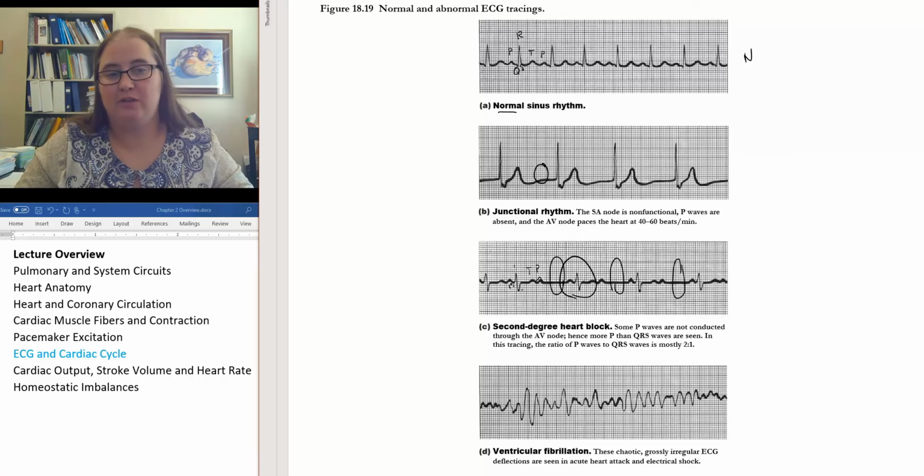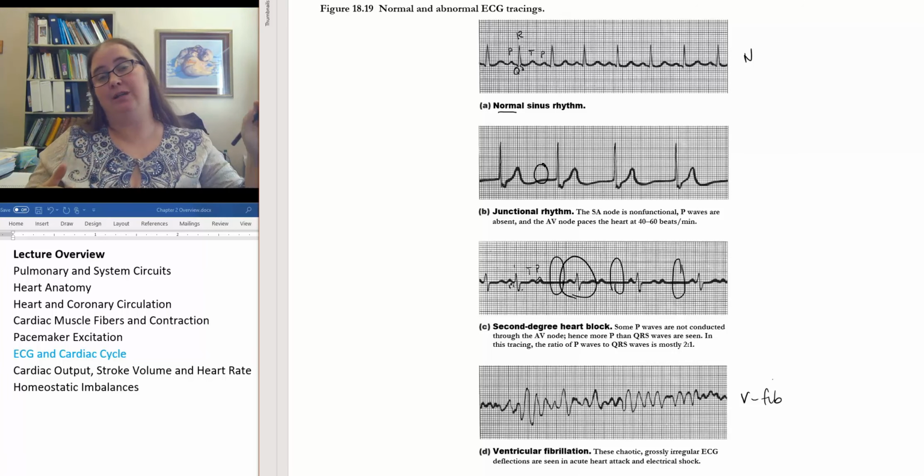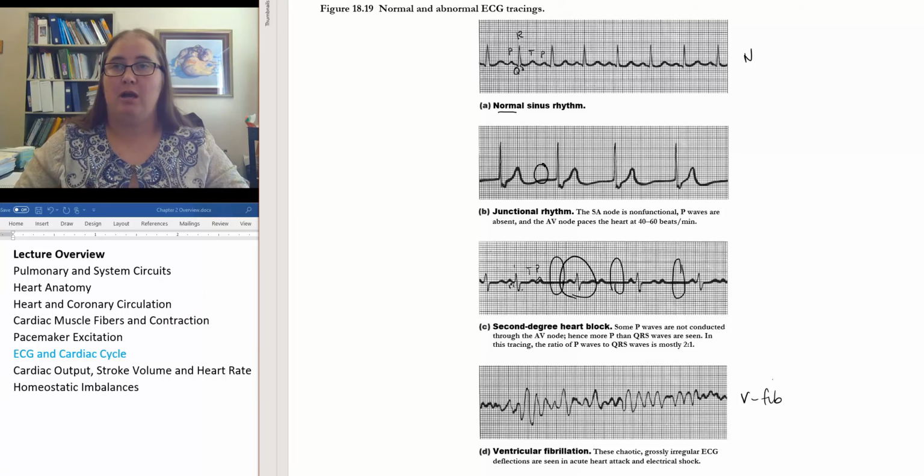Our last one is ventricular fibrillation. This is also referred to in shorthand as VFib. There is no deciphering anything on this. This is where you'd get a defibrillator, put the patches on the individual, and hit the button to shock the chest in hopes of reestablishing the rhythm of the heart.